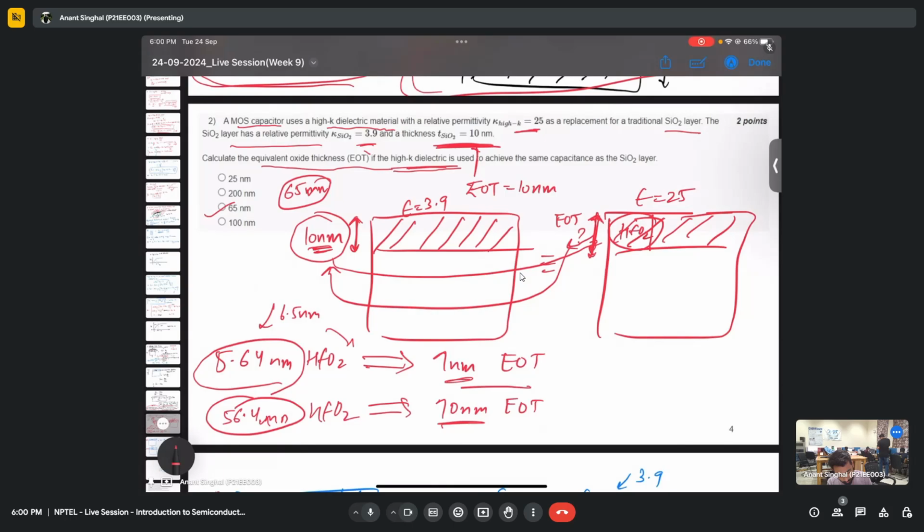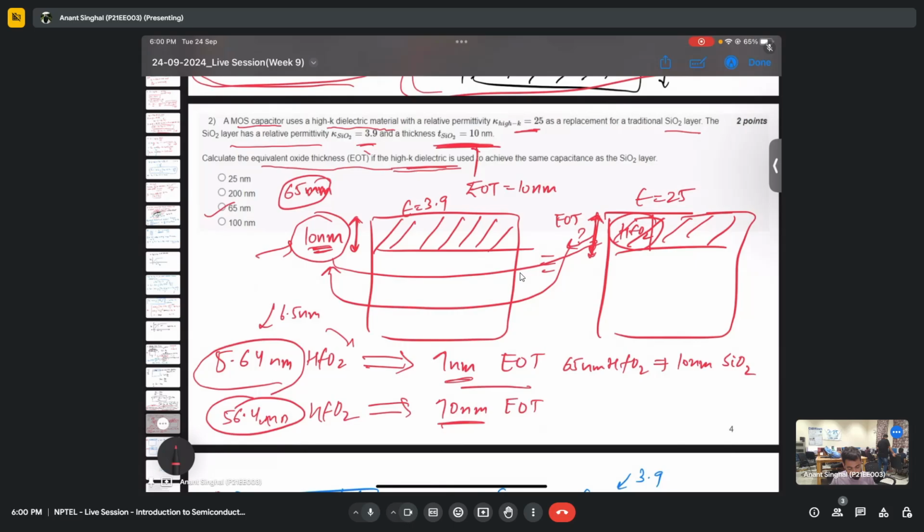Does it make sense that we require a physical thickness of 65 nanometer to achieve an EOT of 10 nanometer? That is, 65 nanometer HfO2 is equivalent to 10 nanometer of SiO2. Make sense? Please let me know if there is any doubt in this.